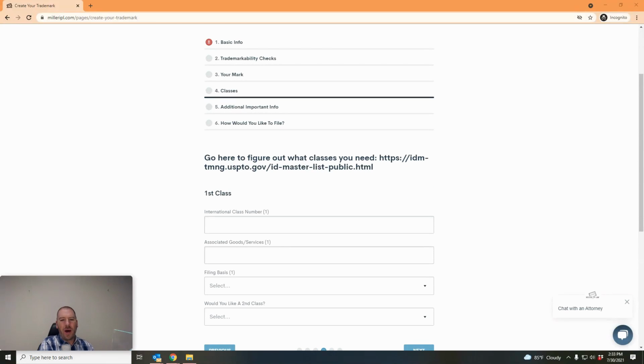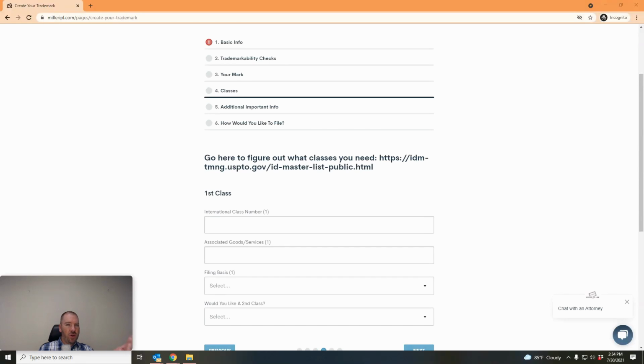So the next thing you're going to want to provide as far as information for your trademark is what are called classes. Now, classes are probably one of the most important things as far as a trademark application, and also probably takes the most amount of time. As a quick explanation of what a class is, for your trademark application, you have to define the types of goods and services or products and services you're going to be using in association with that trademark.